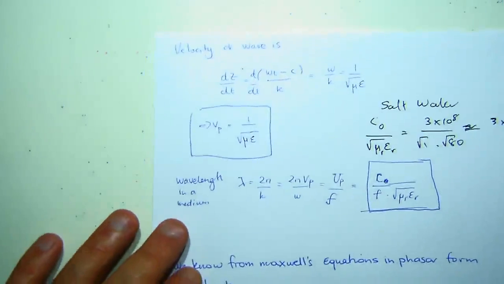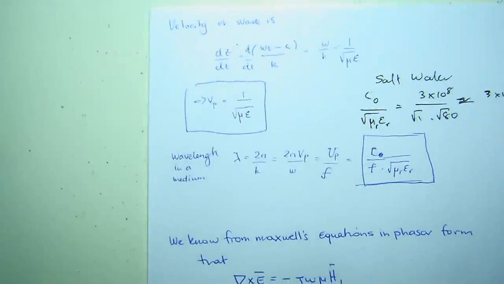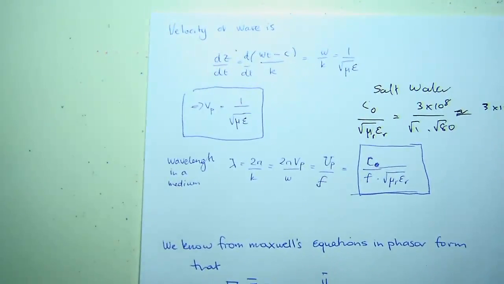Now, we know, what do we know about a wave? If we wanted to work out the wavelength in the material, what do we know? Okay, why do we care about the wave? Why do I care about working out the wavelength at a particular frequency in the material?